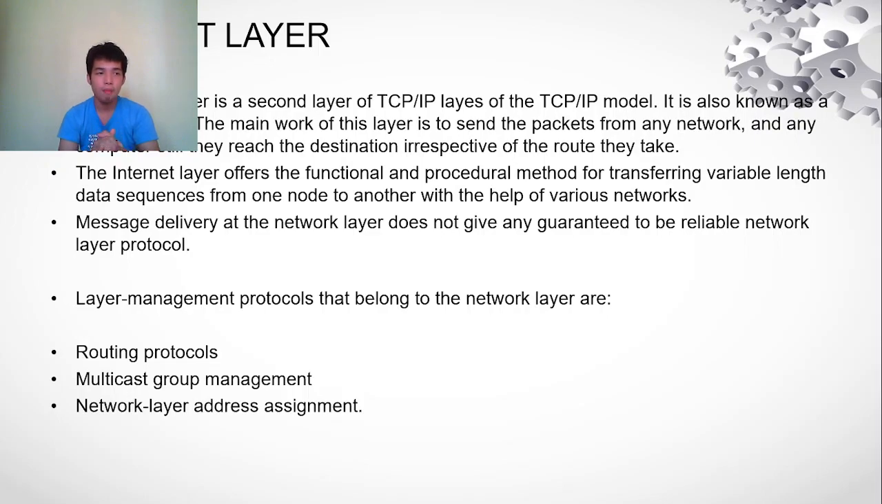So the internet layer is important, and data is also important because it is being transferred here. Message delivery at any network layer does not guarantee a reliable network, because it can be sluggish or slow, and at the same time it is sometimes not efficient. The layer management protocols that belong to the network layer are routing protocols, multicast group management, and network layer address assignment.